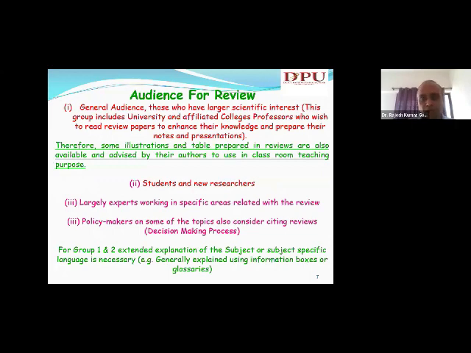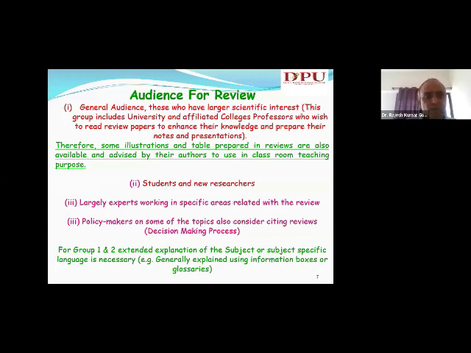Normally, the general audience, those who have larger scientific interest, includes university and affiliated college professors who wish to read review papers to enhance their knowledge and prepare their notes and presentations. Therefore, some illustrations and tables prepared in a review are also available, and authors advise using them for classroom teaching purposes. The second group is students and new researchers. Third, largely experts working in the specific area related to the review. And fourth is policy makers, who on some topics also consider citing a particular review in the decision-making process.